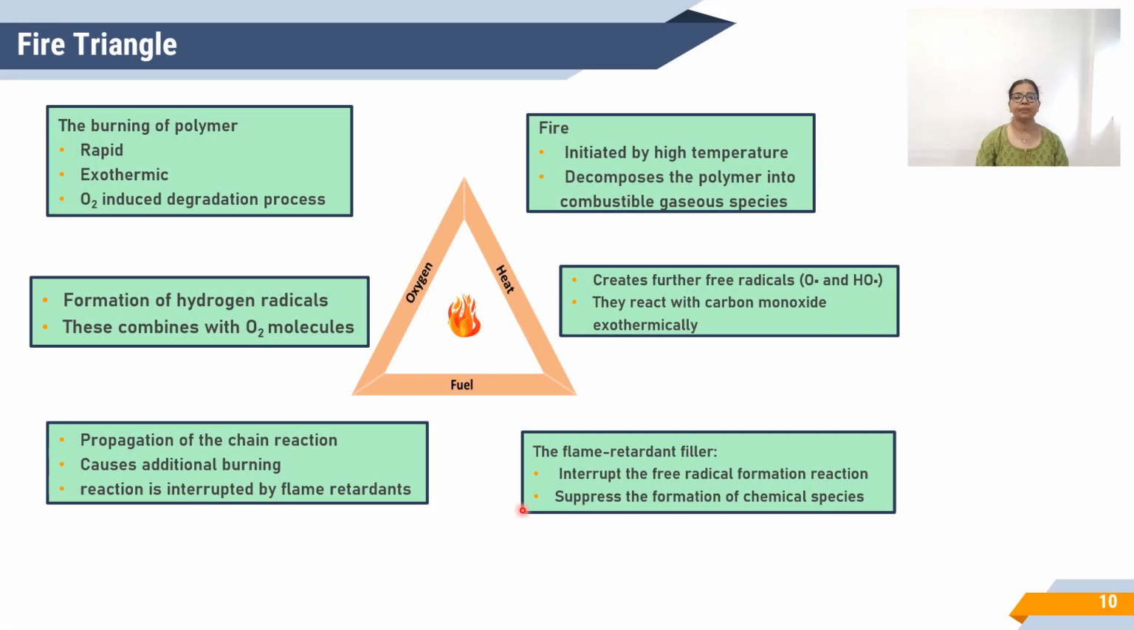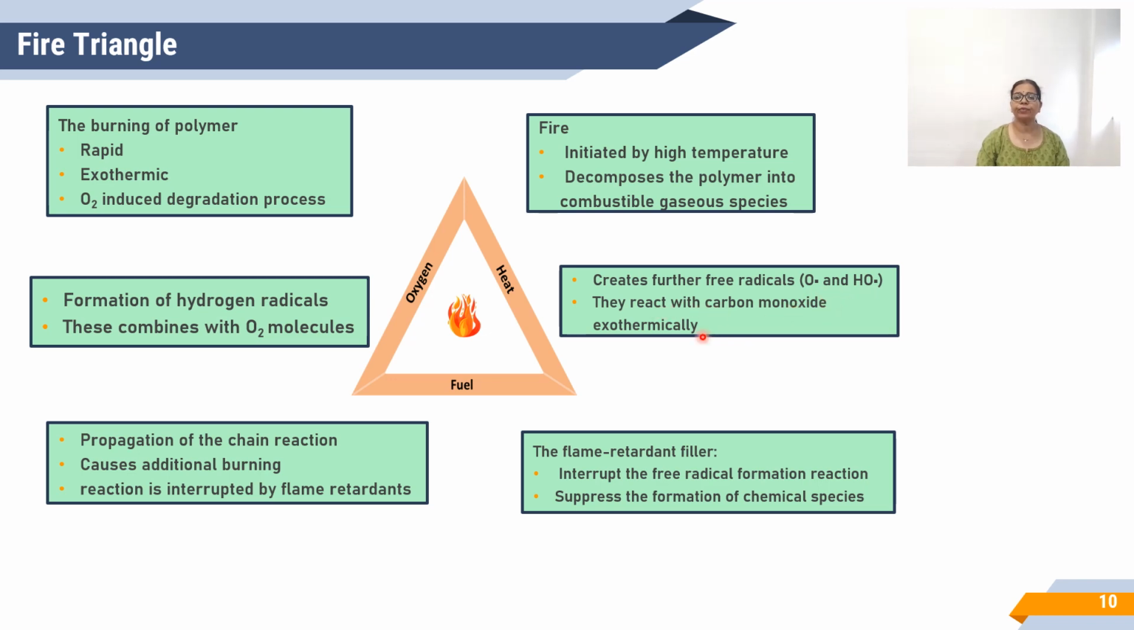Now if we see the fire triangle, when the polymer burns, when there is a fire, it is very rapid. And as it is rapid, the process is also exothermic, liberating a very high energy. It is due to the oxygen induced degradation process of the polymer. This fire is initiated by heat, by the high temperature, which decomposes the polymer into combustible gaseous species. There is formation of hydrogen radicals, and when these hydrogen radicals combine with oxygen molecules, they further create free radicals of O and HO.